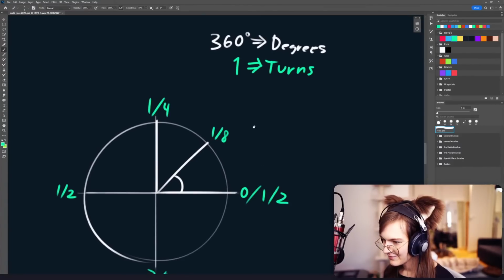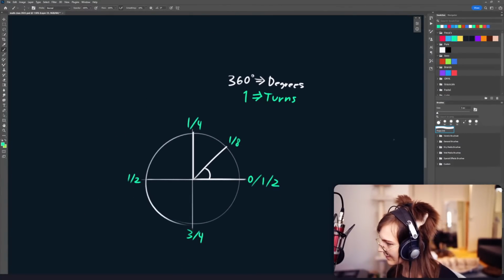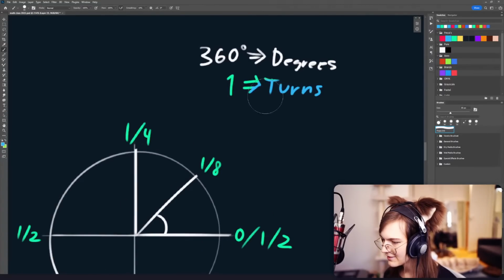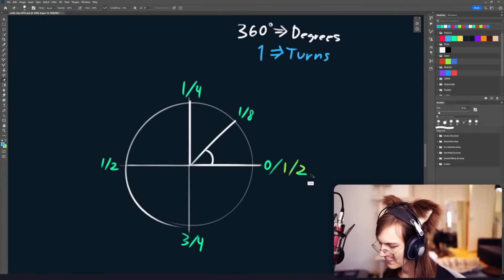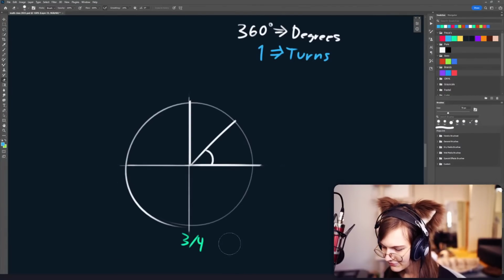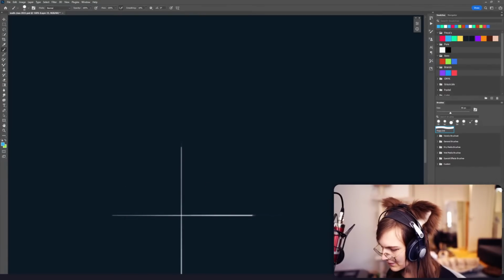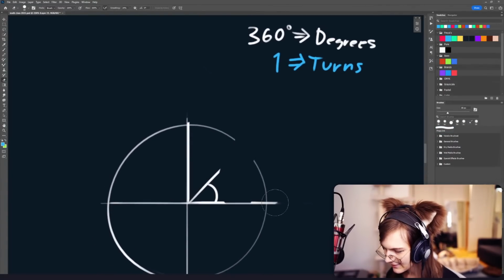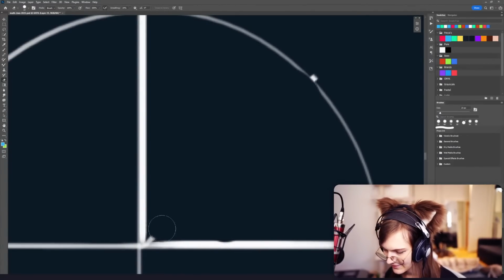All right, cool. So that's turns. Actually, I feel like I should... We're making these blue. Okay. I know there are many different ways of measuring angles, but there's one in particular that is a little bit magic that we're going to talk about next.